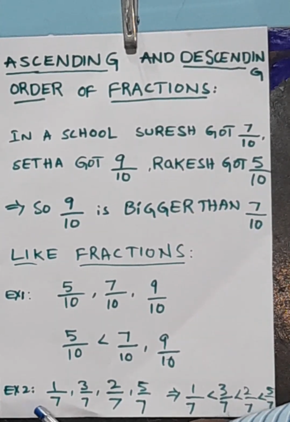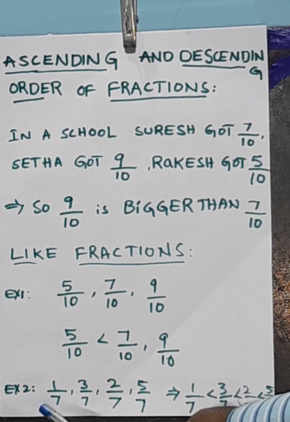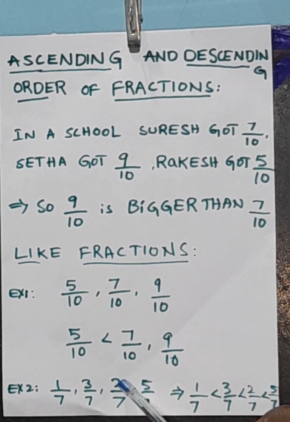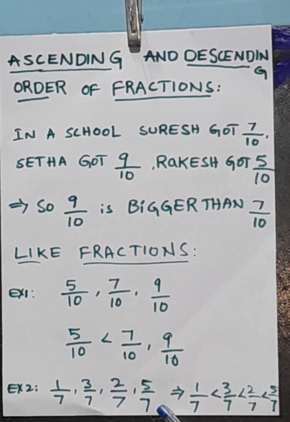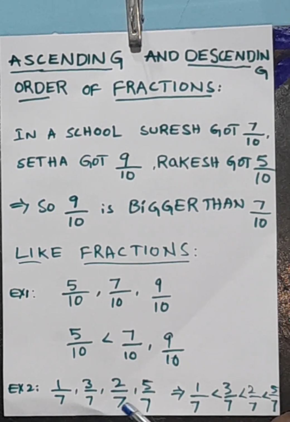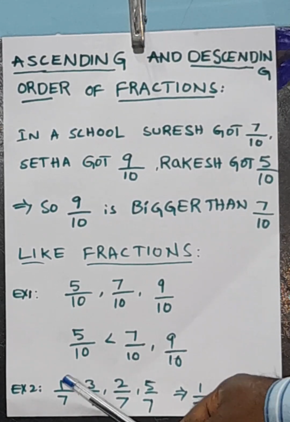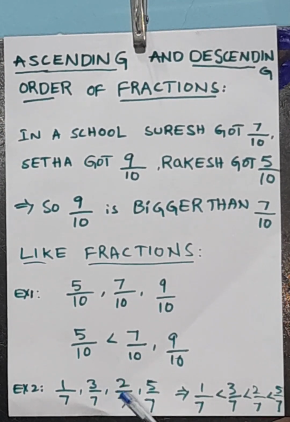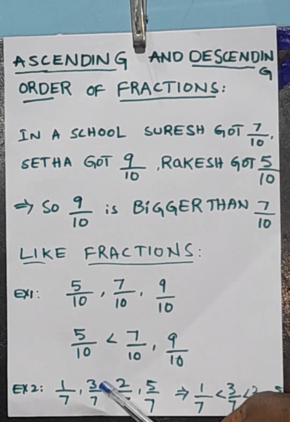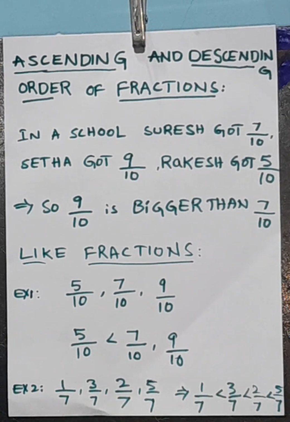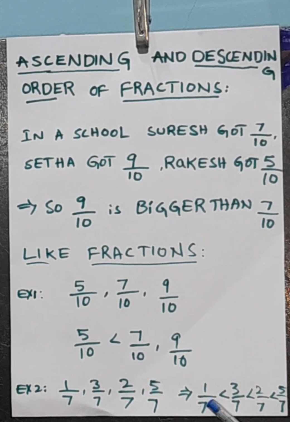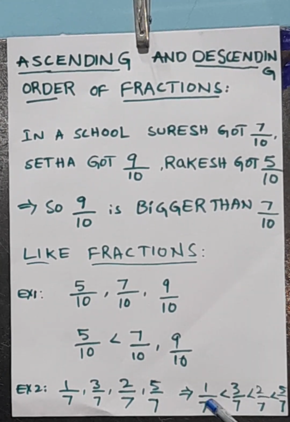I am taking one more example. This is also like fractions: 1 by 7, 3 by 7, 2 by 7, 5 by 7. See here, all the 7s are equal and the numerators are different. So we can write the answer easily. You can look at which one is the highest numerator and which one is the smallest numerator. The smallest numerator gives the smaller fraction.